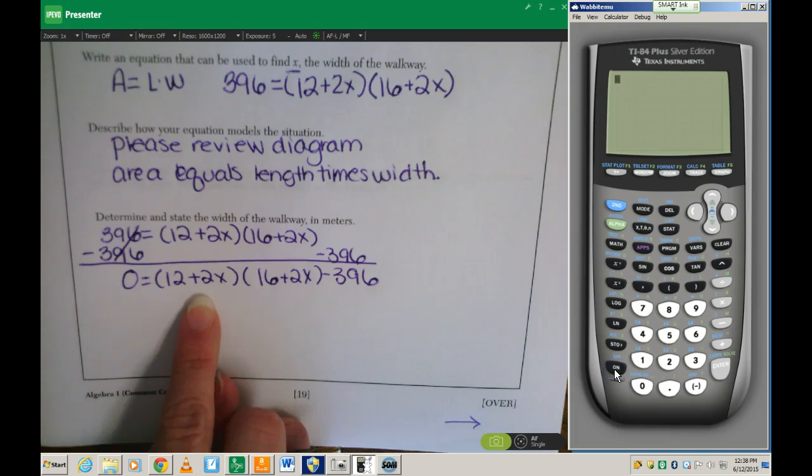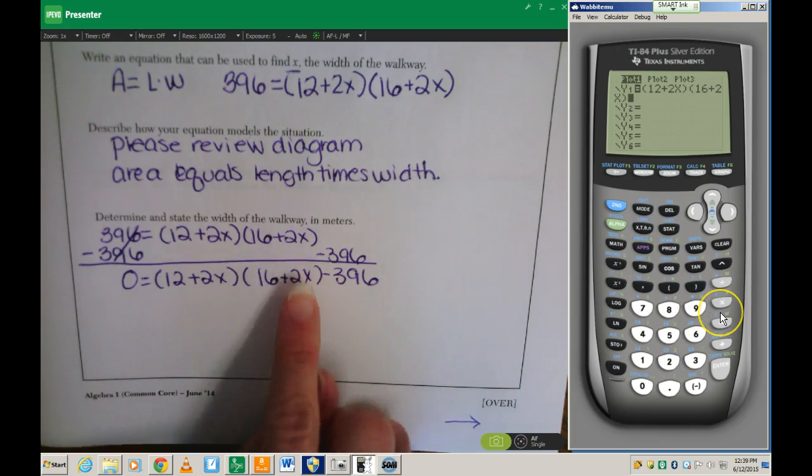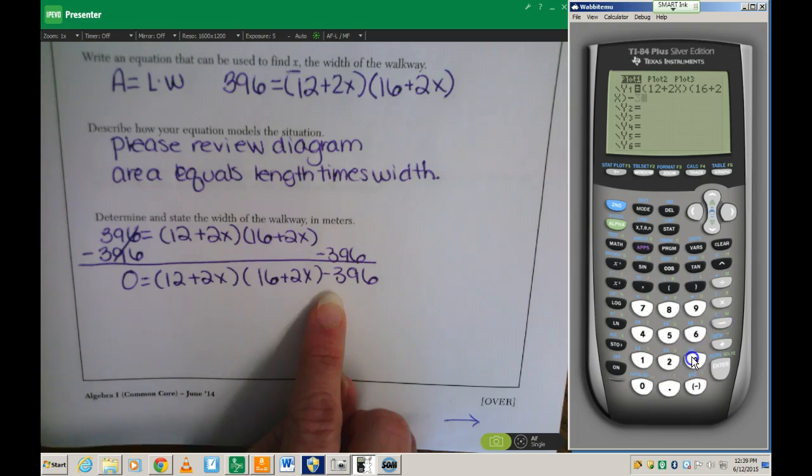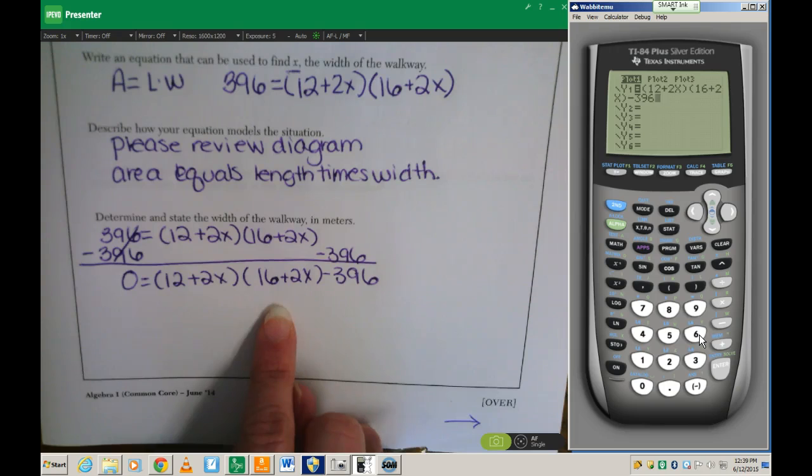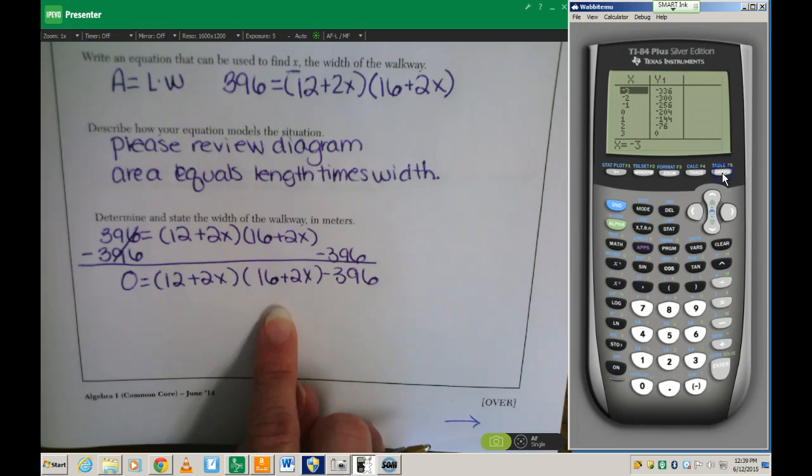So I'm going to type this in exactly. First I'm going to turn it on. I need to go to y equals, and type in parentheses, 12 plus 2x, close the parentheses, do my parentheses again for the 16 plus 2x, close that parentheses, and now do the minus 396. Now we're going to look at the table. So we're going to go to second, table, which is really the graph button. And we're looking for what the values are when y equals 0.